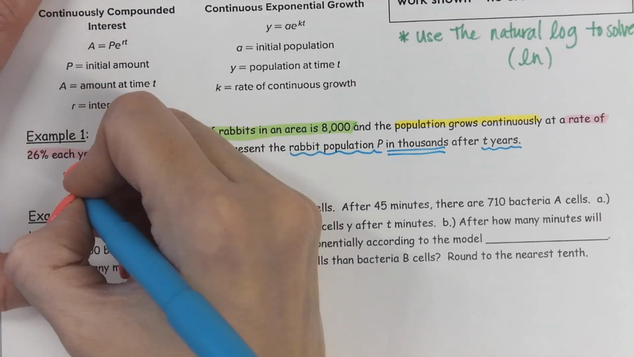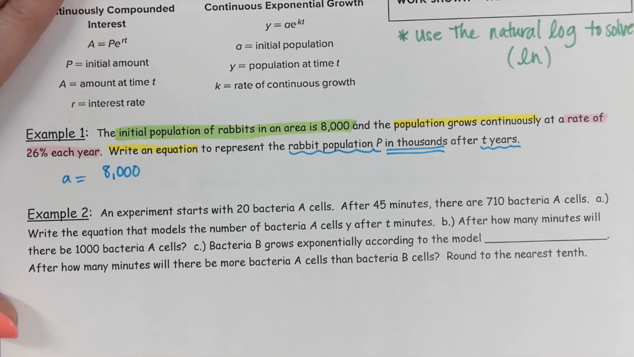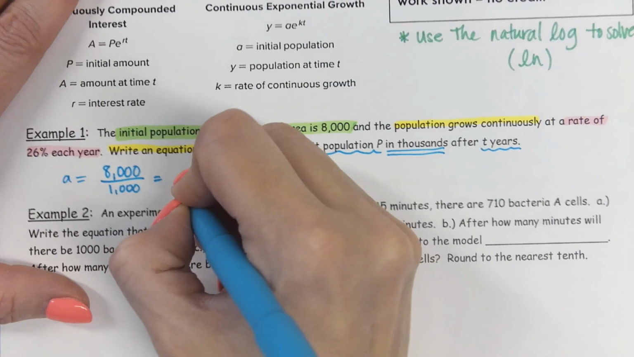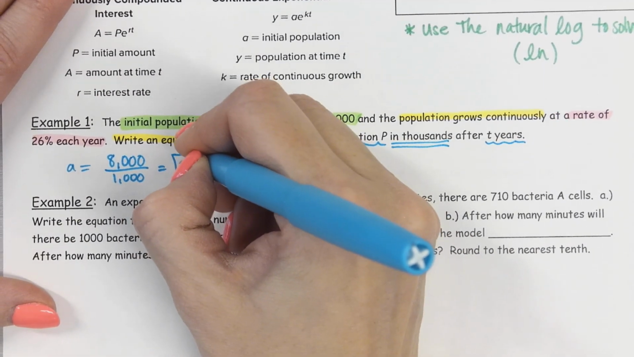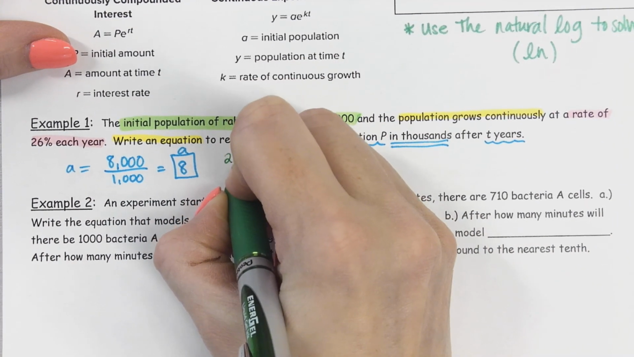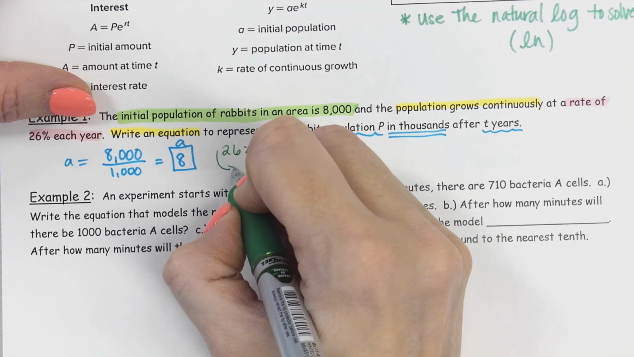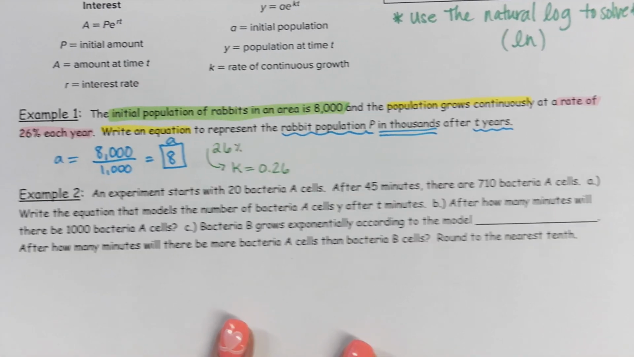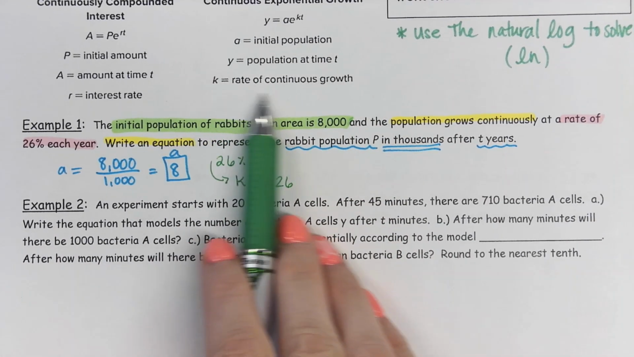So when you're writing that equation, it's important to pay attention to the variables they give you and what they represent. So the rabbit population is P, but it's in thousands, after T years. If you know your initial population is 8,000, but you want to write that in thousands, do you guys know what you would do? Yeah, just divide by 1,000 and your value for A would be 8. So this is going to be our value for A. If they give you 26%, that's the rate, so we're going to write that as a decimal. That is now the value of K, your rate of continuous growth.